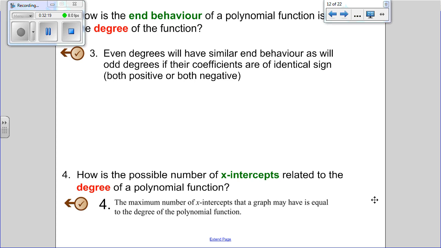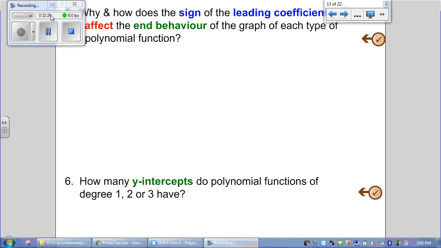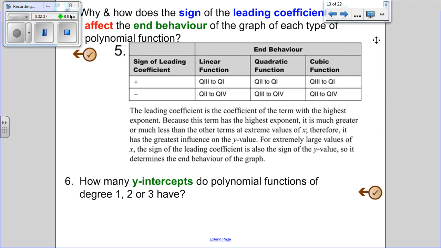Why and how does the sign of the leading coefficient affect the end behavior of the graph of each type of polynomial function? Again, we'll talk about this a little bit. However, this will break it down nicely for you. So you have a nice little chart there. The chart's what's important. You don't need to write out all the words. That's just keeping what's in the chart.